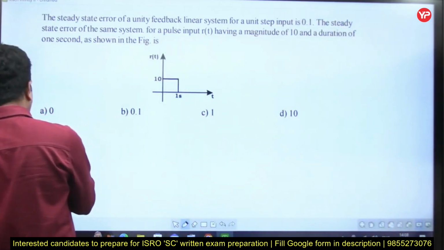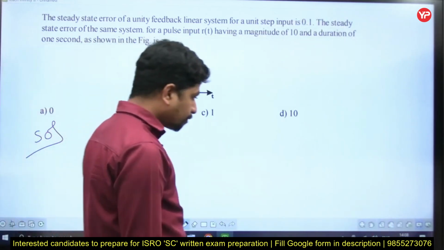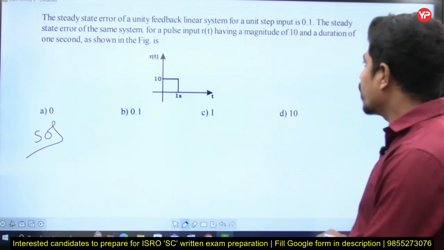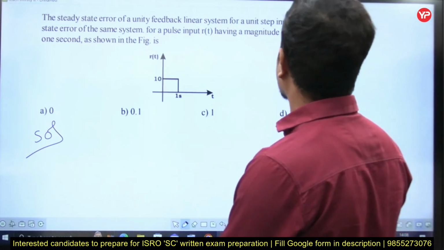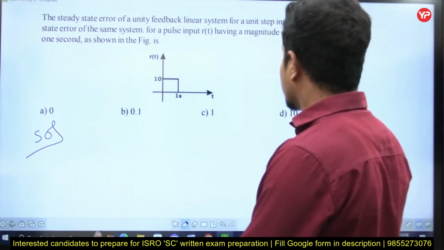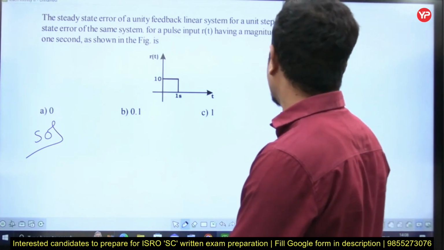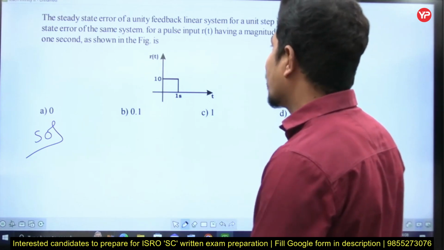This is a very good question. In fact, read the question carefully. The steady state error of a unity feedback linear system with unit step input is 0.1. The steady state error of the same system for unit pulse input R of t having magnitude of 10 and a duration of 1 second, as shown in figure, is?